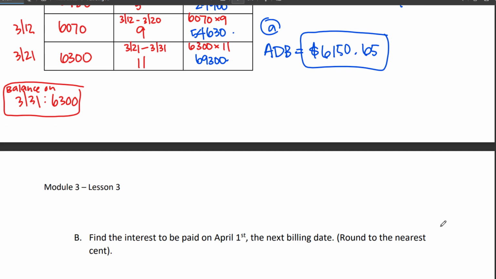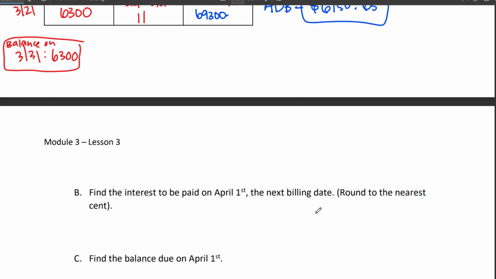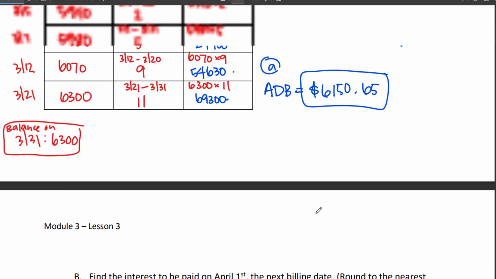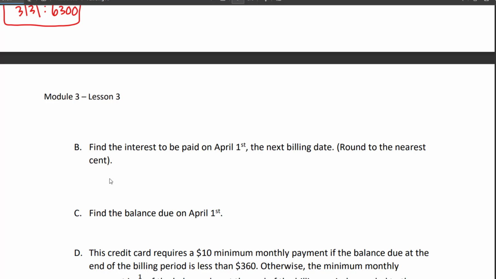Okay, part B, find the interest to be paid on April 1st, the next billing date, round to the nearest cent. So we're going to take our average daily balance and we are going to multiply it by our interest rate. Our interest rate is 1.5%. So we take the average daily balance and multiply it by our rate. So 6,150 and 65 cents times 0.015.